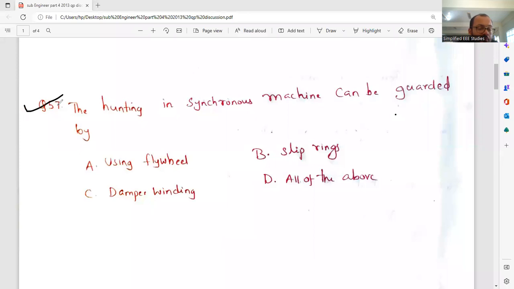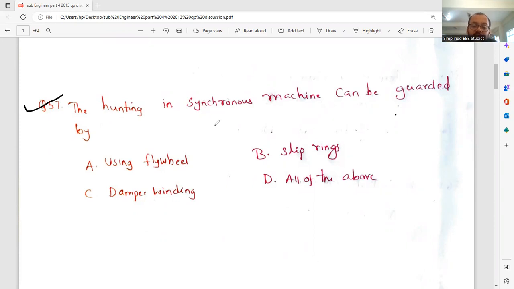Kindly go through question number 57. The hunting in a synchronous machine can be prevented by? What is hunting? Hunting happens in the case of a synchronous motor. Consider a synchronous motor operating at synchronous speed. If you apply a load at any instant, there is definitely a change in the load angle. That is referred to as hunting.